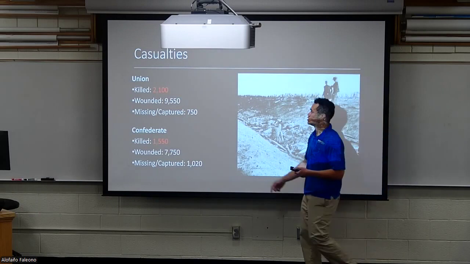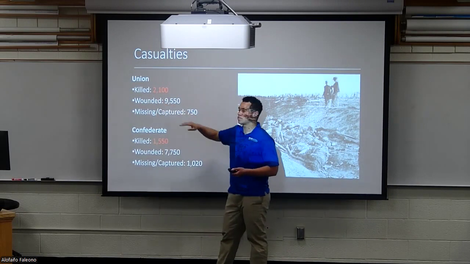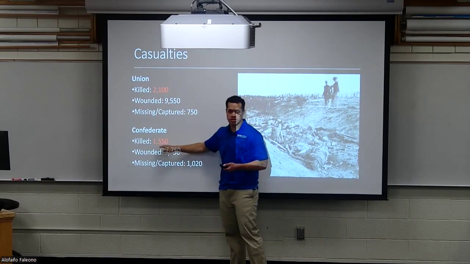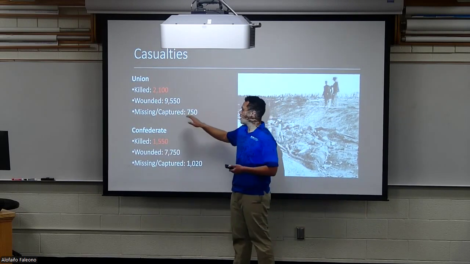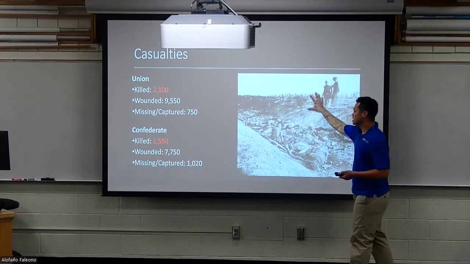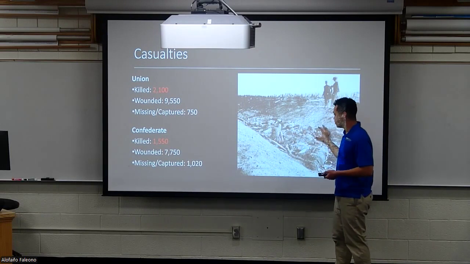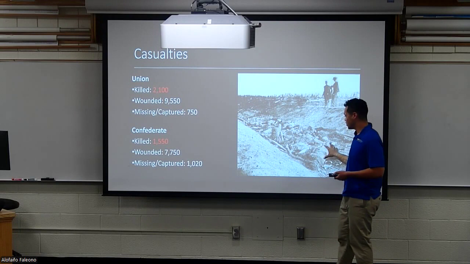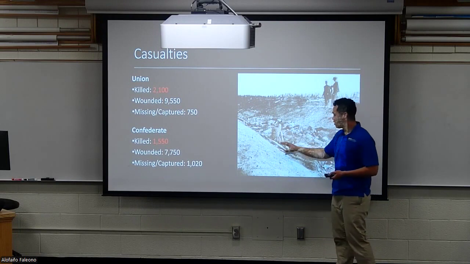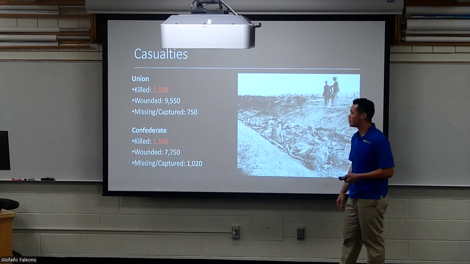So let's look at the casualties. The Union Army, 2,100 killed. Confederates, 1,550 killed. And you can see the numbers for the wounded and the missing and captured. Here is a photo of that wagon trail I was telling you about, the Bloody Lane. The reason why it's called the Bloody Lane, you can see this carnage of bodies stacked upon bodies, showing you just how many people died.